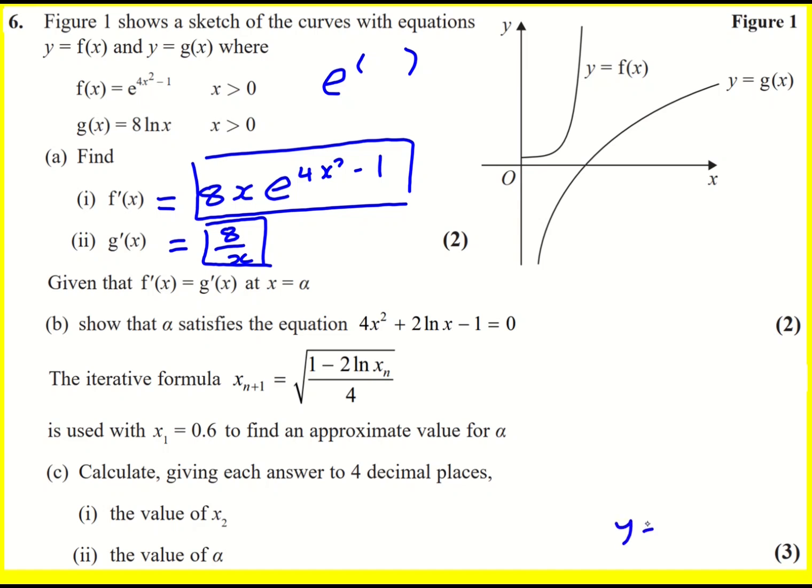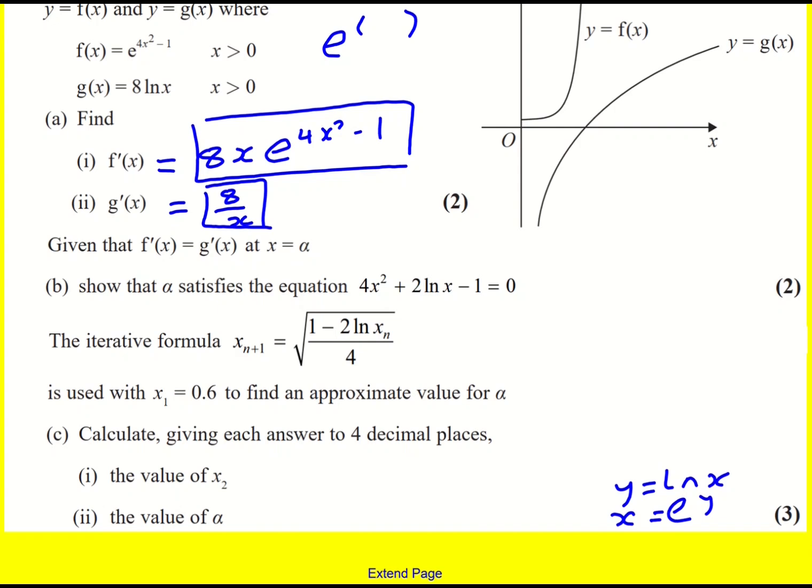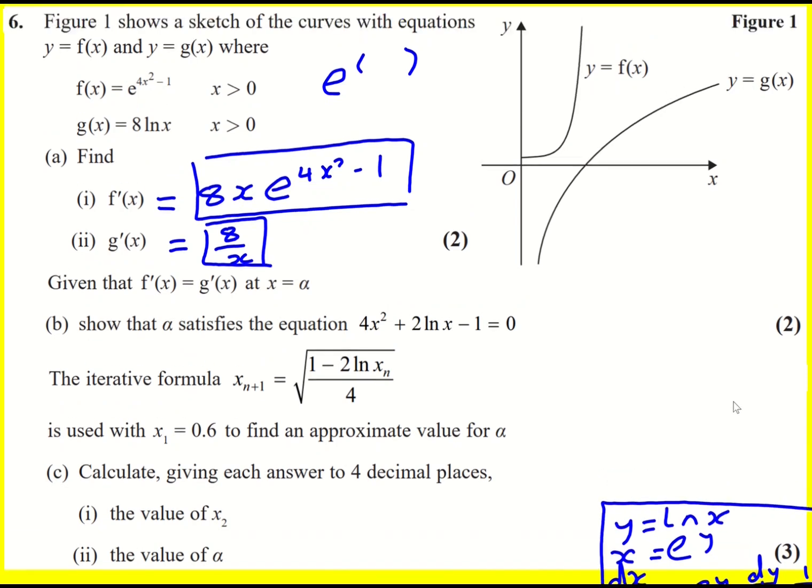So if we had y equals ln x, then that would mean x is equal to e to the y, and I could find dx by dy, which is e to the y, which means dy by dx would be 1 over e to the y, which then becomes 1 over x. So that is a little proof of where it comes from.